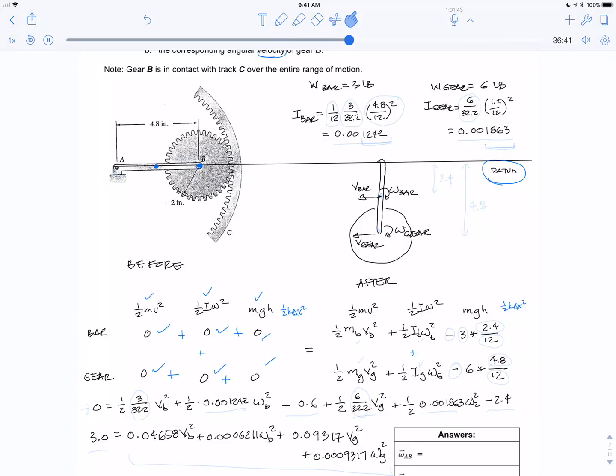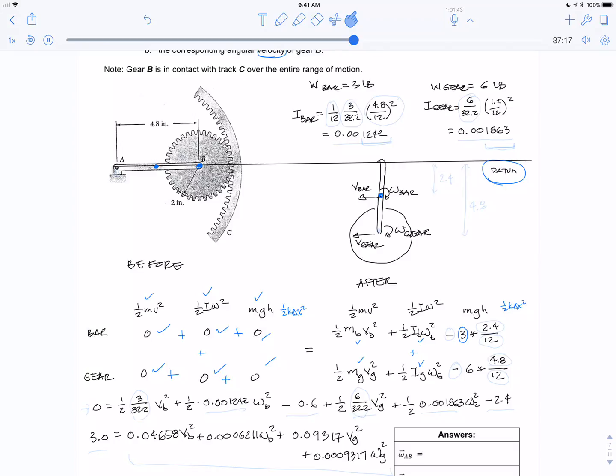Okay, so afterwards, it has 1/2 m of the bar, v of the bar squared, 1/2 I of the bar, omega of the bar squared, 1/2 m of the gear, and again these are at the center of mass, velocity squared, and 1/2 I of the gear, omega squared. Okay, we need to get the mgh, and so the bar weighs 3 pounds, that's mg, and we need to figure out if it's going up or down.